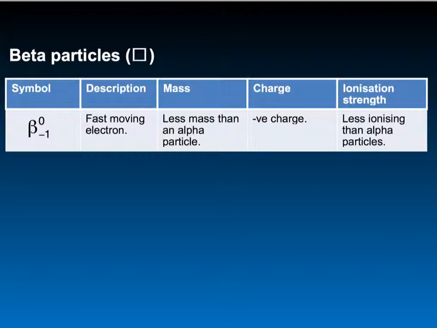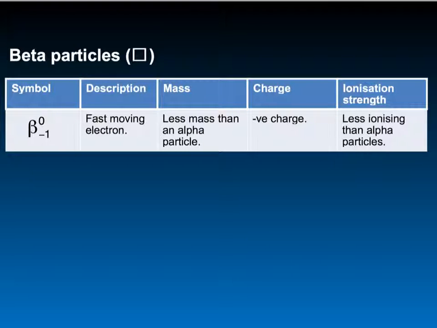The second type of ionizing radiation is the beta particles. They are given the symbol beta. They have a mass number of 0, because they're not made of any protons or neutrons, and they have a proton number of -1, which becomes important when we start talking about the decay equations. A beta particle is a fast-moving electron.